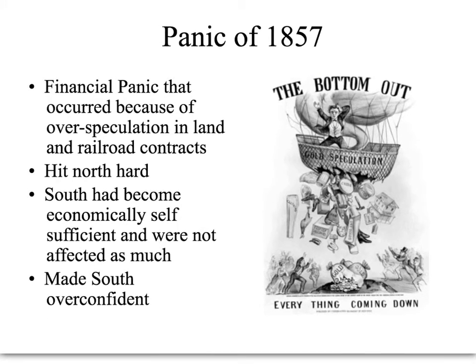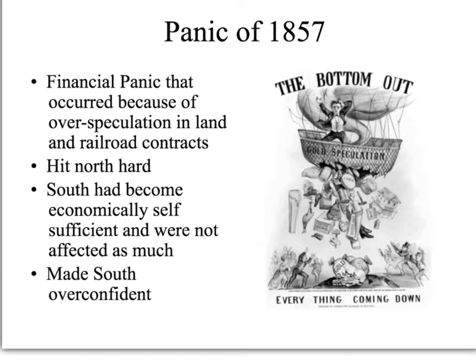Then there was a panic that hit, an economic panic, a financial panic that occurred because of over-speculation in land and railroad contracts. So they began building too many railroads, began expanding into too much land. It hit the North very hard. The South had become so economically self-sufficient, and they were not affected very much by the Panic of 1857. This becomes really important because it actually makes the South very overconfident.